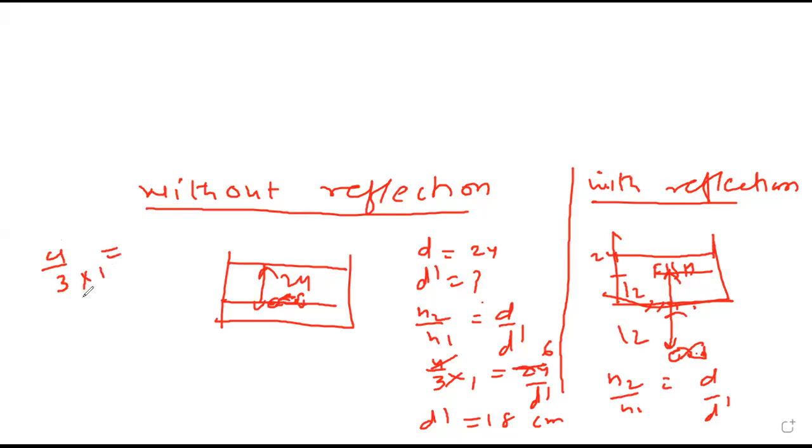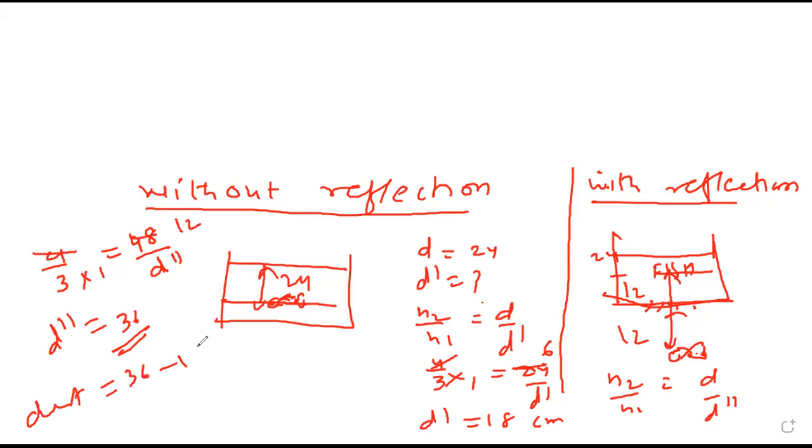So this is fixed, 4 by 3 over 1. But D will be how much? From the surface it will now be 36 plus 12, that is 48, upon D double dash. So 4 into 12, therefore D double dash is 12 into 3, 36. So this is the new eye position. So now the distance equals 36 minus 18, that is 18. Clear? Hello?